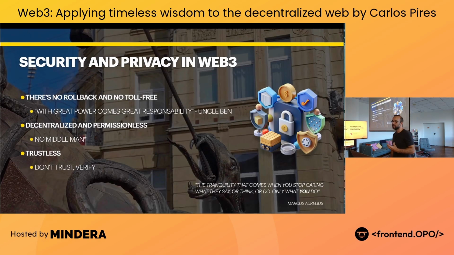When we talk about security and privacy in Web3, there's no rollback. It means if you write on the blockchain, you cannot change the data. You cannot delete the data. As I explained, you have blocks that are mined one after the other, and you have a chain. So there's no way to change the data, because if you change the previous data, you change the whole sequence of blocks. So if you write there, it's there.